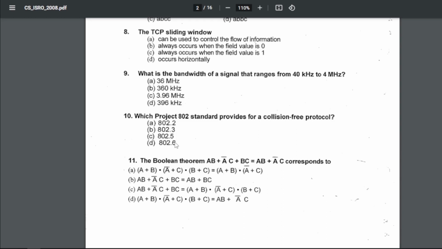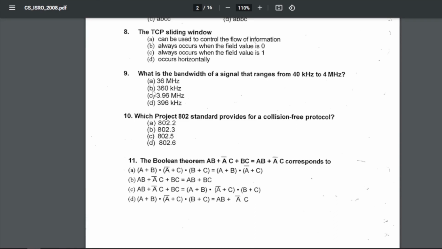So basically 802.5 project 802 standard provides for a collision free protocol, right? Basically token ring is standardized with protocol IEEE 802.5, so token passing is the method of medium access, right? And with only one token allowed to exist on the network at a time. So a network device must acquire the token to transmit data, and may only transmit a single frame before releasing the token to the next station on the ring.